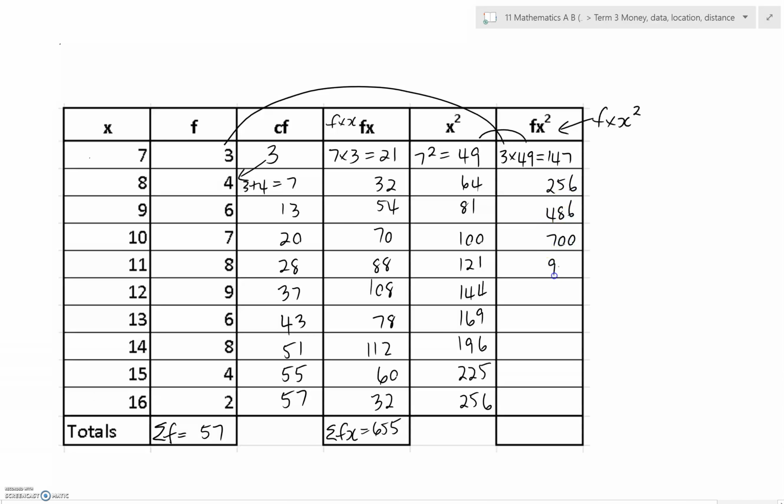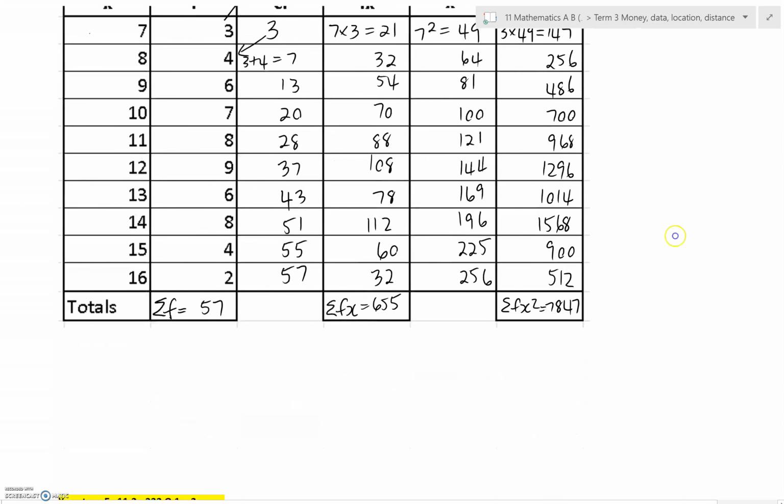Okay. So just fill in all of this data. It won't take that long. Obviously you're going to have to do all of this on your calculator and get a total. The sum of fx squared, 7847. And now I'll show you why we want that stuff.